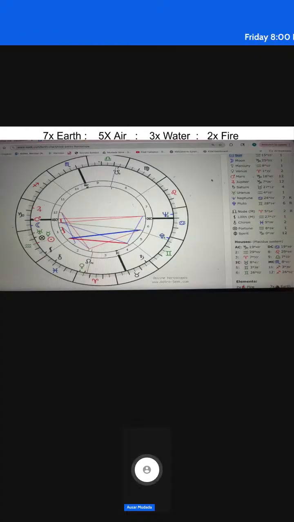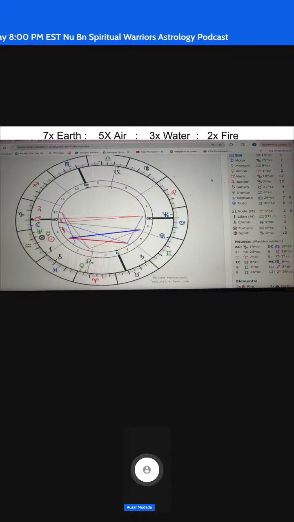Okay, so we looked at the conjunctions. Next thing we want to take a look at is the trines. Okay, and I'm getting some comments as well, talking about Mercury as thought. Yes. All right. Now we're going to look at trines.